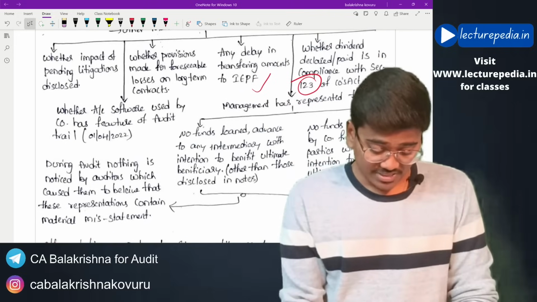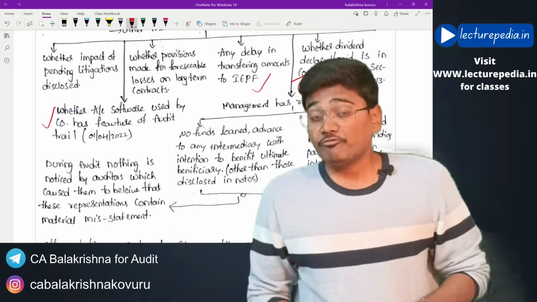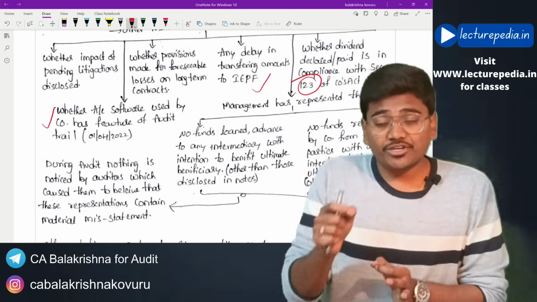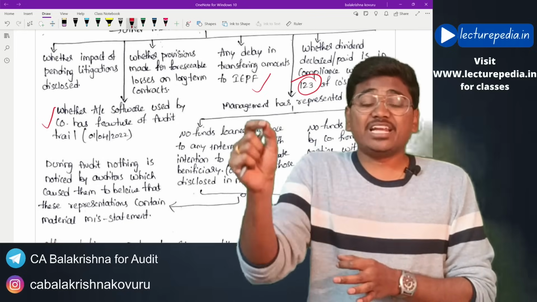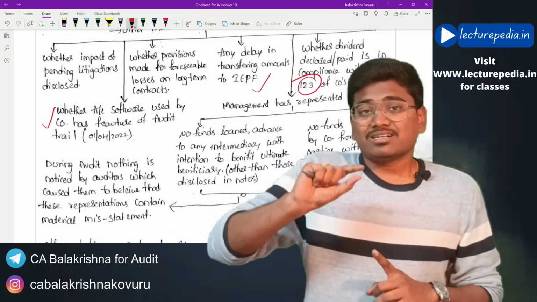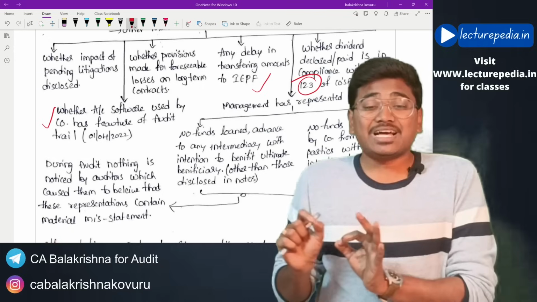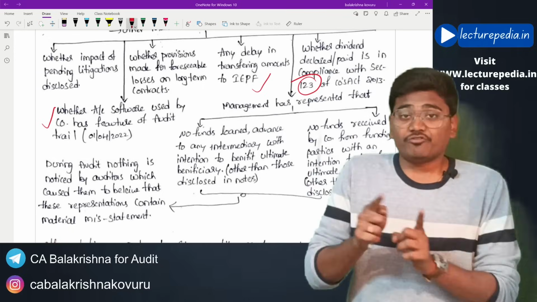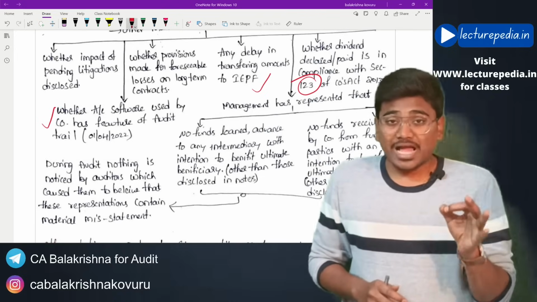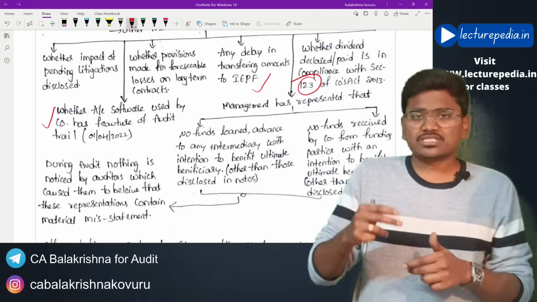Next, from financial year 2022 onwards, the auditor should also report whether the accounting software that the company is maintaining has the feature of maintaining an audit trail or not. If such a feature is there, whether the company has tampered with that feature during the year or not. Okay, so this has to be reported by the auditor. From financial year 2022 onwards, it is mandatory for all companies to have accounting software with the feature of audit trail.